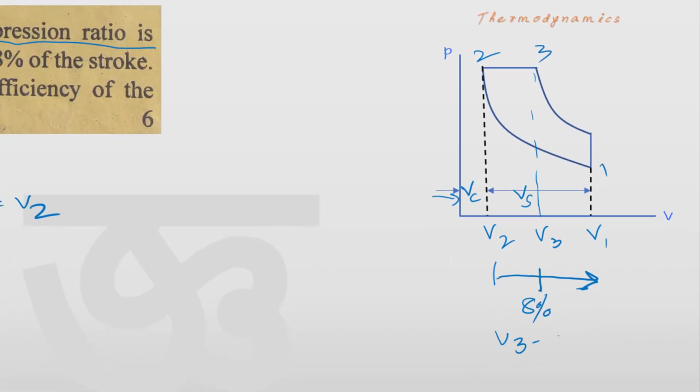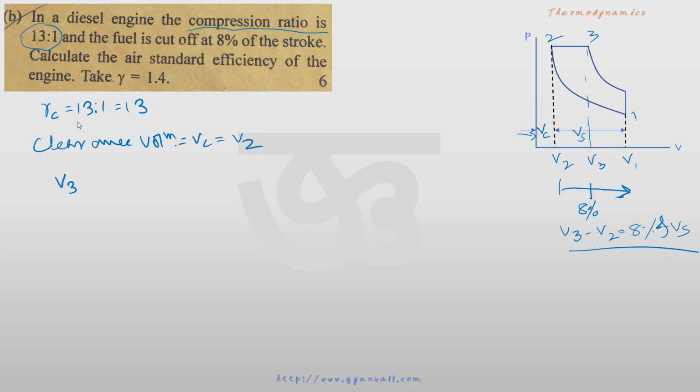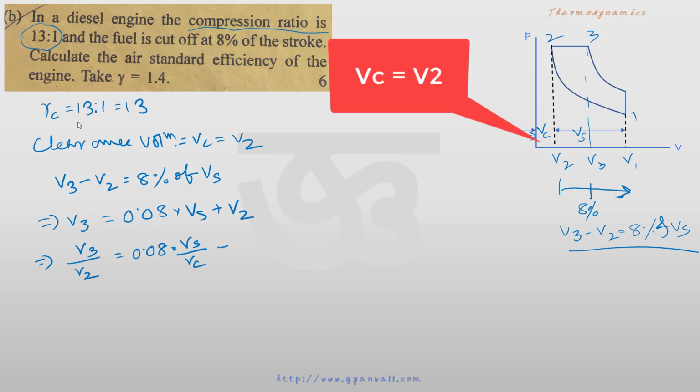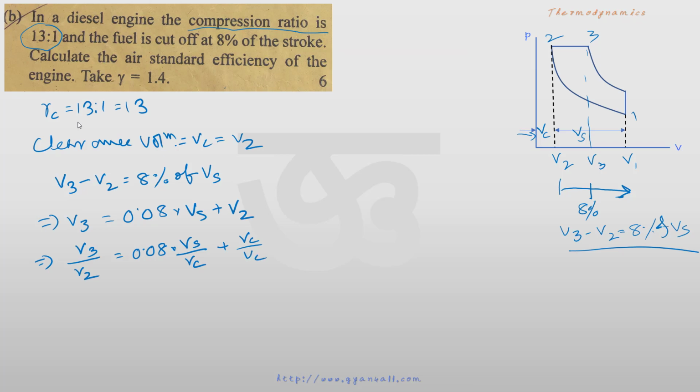So we can say V3 minus V2 is equal to 8% of Vs. So what is V3? V3 is equal to 8% of Vs plus V2. Now if we divide by V2 on both sides, it will be equal to 0.08 into Vs by V2, plus Vc divided by Vc, that will be 1. So what is V3 divided by V2? That is equal to the cutoff ratio. So it is 0.08 Vs divided by Vc plus 1.